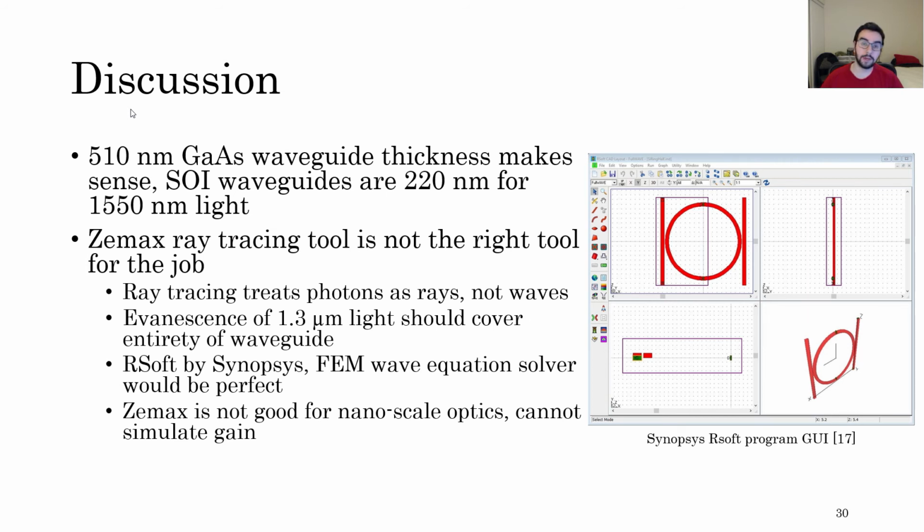Well, RSoft by Synopsys, which sadly I have experience with, wasn't available to me because I just don't have it. It's an FEM, a wave equation solver, and it would be perfect for this simulation. I just realized that Zemax is just not good for nanoscale optics. It's great for macro scale optics, but not for this.